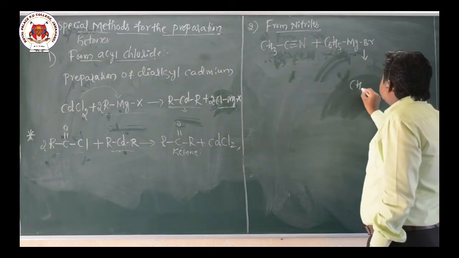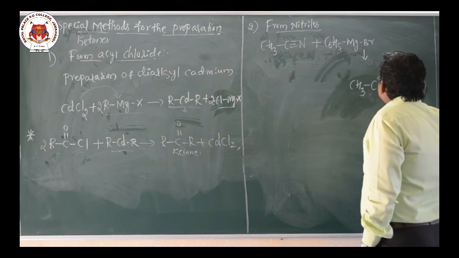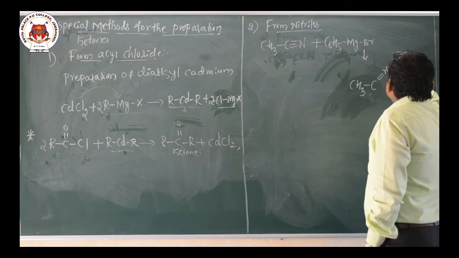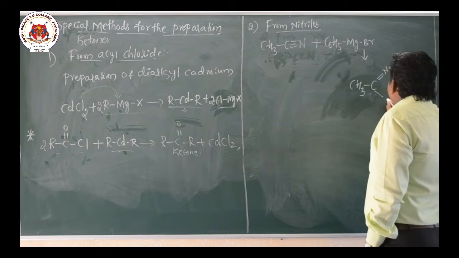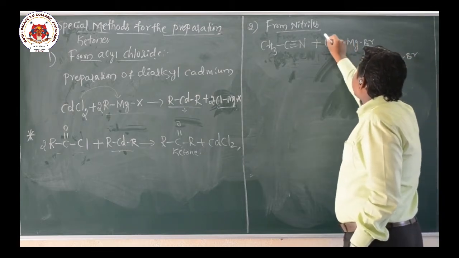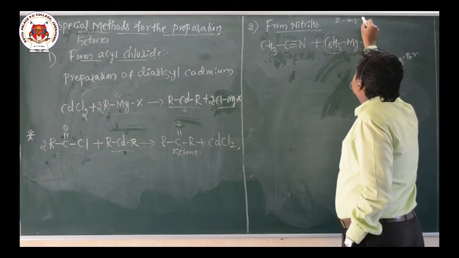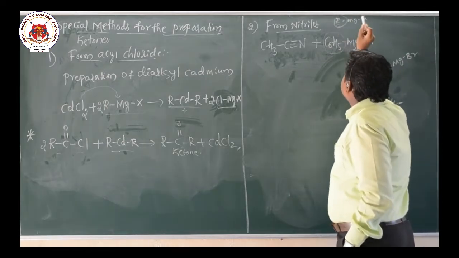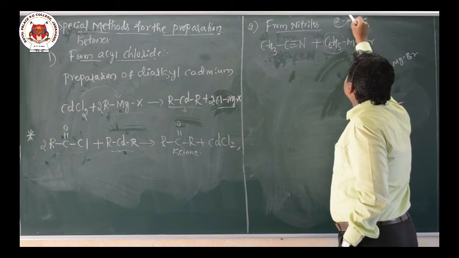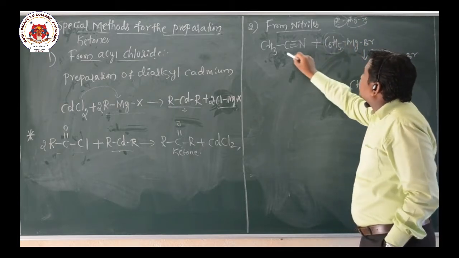Like this, CH3 C, then I will write here a double bond N MgBr. Now on this side we have a single bond C6H5. This is the R minus part. Consider the general formula RMgX, this is a Grignard reagent. Here the R part is the minus part, and MgX is the plus part. Now this minus part, C6H5 minus, will attack here.